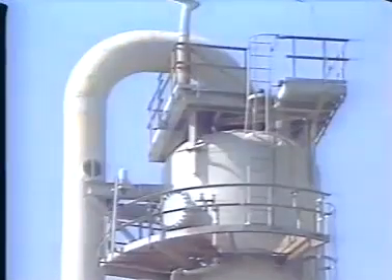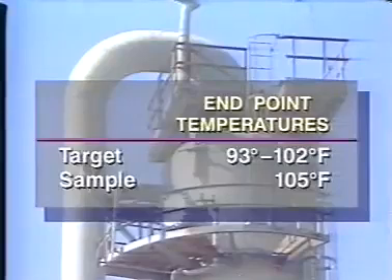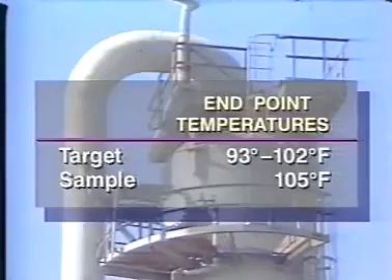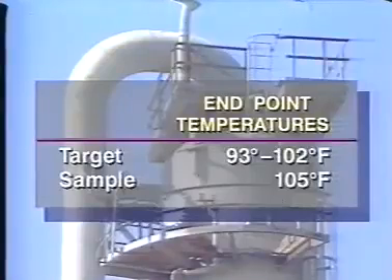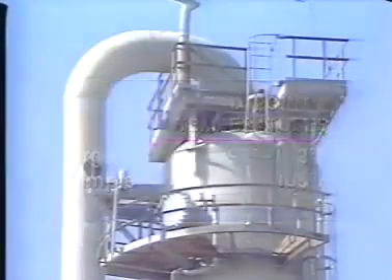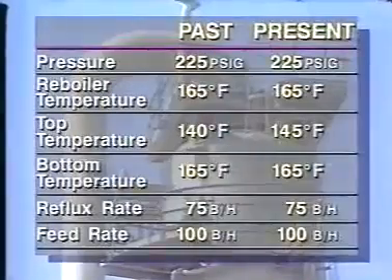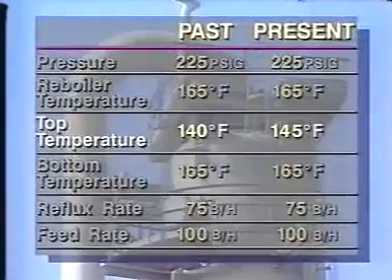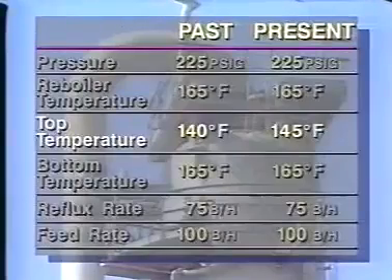Let's look at another situation. In this column, the endpoint for the overhead product has increased from 100 degrees Fahrenheit to 105 degrees Fahrenheit. You know that heavy molecules boil at high temperatures, so the new endpoint indicates the overhead product contains material that is too heavy. Looking at the instrument readings for this same column, you can see that tower top temperature is the only variable that has changed. An increase in the amount of heavy material on the top trays is responsible for the temperature increase.